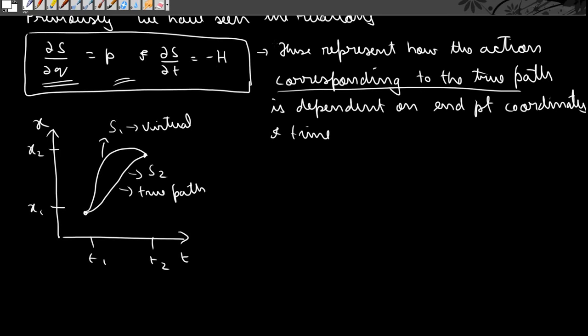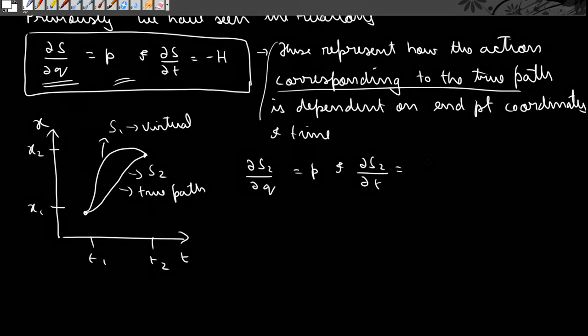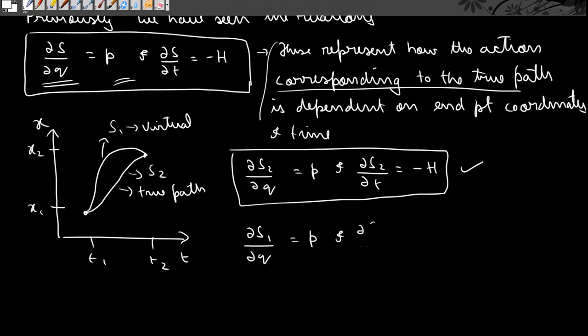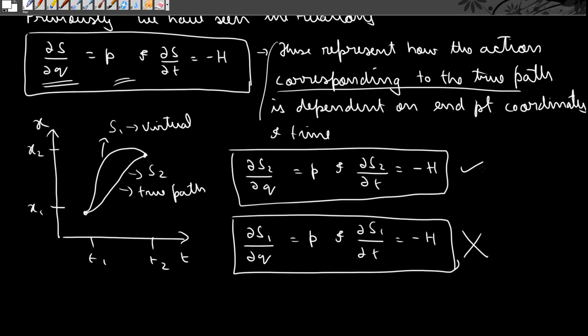Now what I mean by this statement is that ∂S2/∂q is equal to p and ∂S2/∂t is equal to minus H. This is correct. Whereas ∂S1/∂q equal to p and ∂S1/∂t equal to minus H, these relations will not hold. So this is wrong, and this is correct.